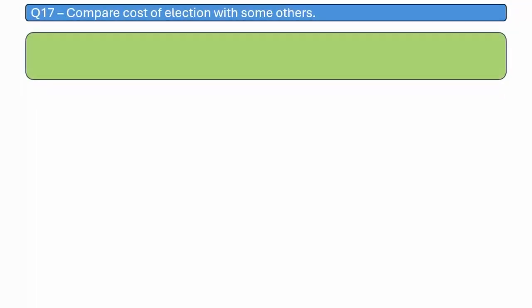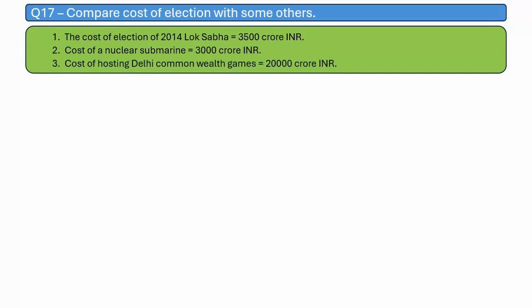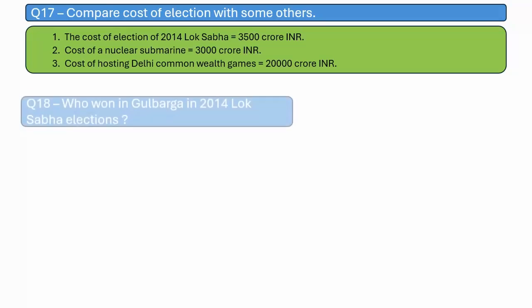Compare the cost of election with some others. Cost of election in 2014 for Lok Sabha was around 3,500 crores from the government side. Much more was spent by the candidates themselves, but from the government side it was 3,500 crores. The cost of a nuclear submarine is 3,000 crores. The cost of hosting Delhi Commonwealth Games is 20,000 crores. So elections is by no means a less costly affair. It is very costly to hold an election.